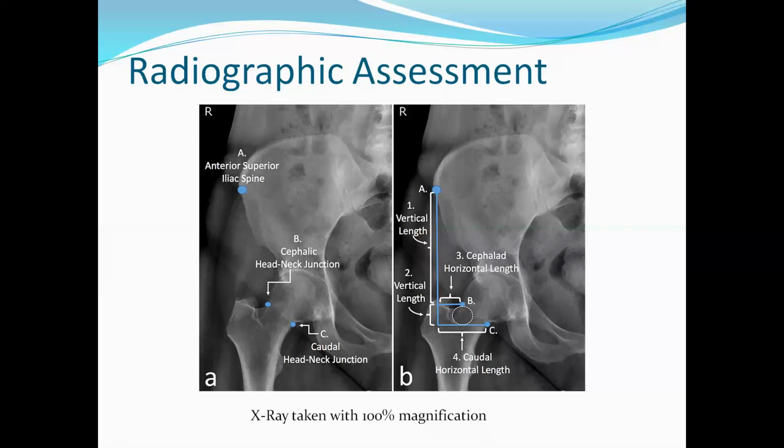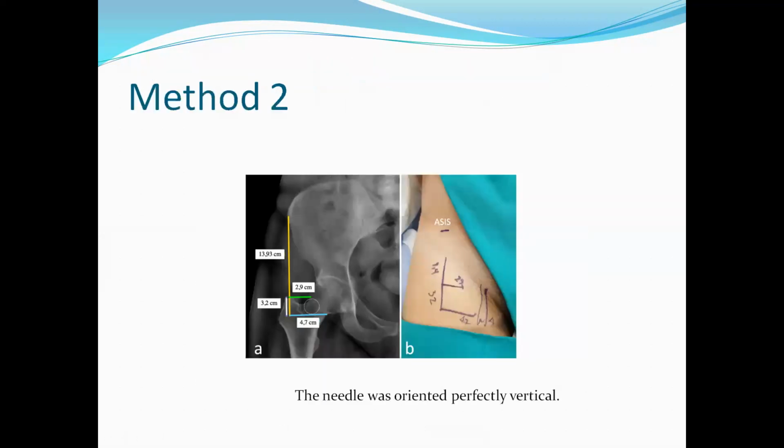The line extends from the anterosuperior iliac spine downward, and a horizontal line connects from the cephalad head and neck junction, 90° to the vertical line, and a horizontal line from the caudal head and neck junction, perpendicular to this vertical line. Then measurements are taken. What is the measurement of this distance? What is the measurement of the upper horizontal length? What is the measurement of the lower horizontal length? After taking the length measurements, you can prepare your landmarks over the skin using these measurements.